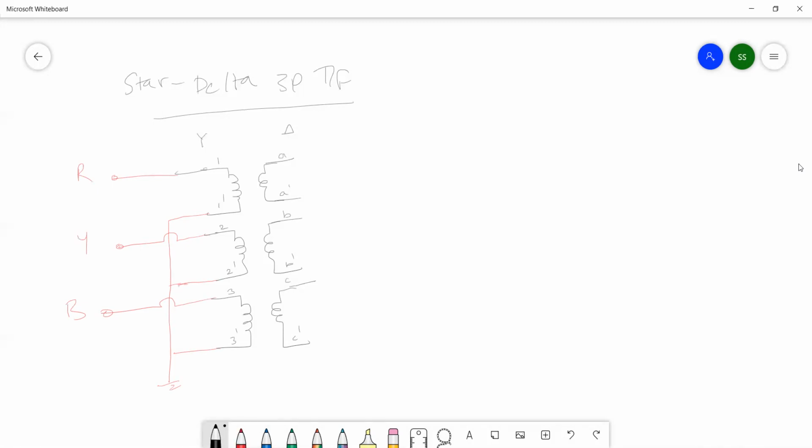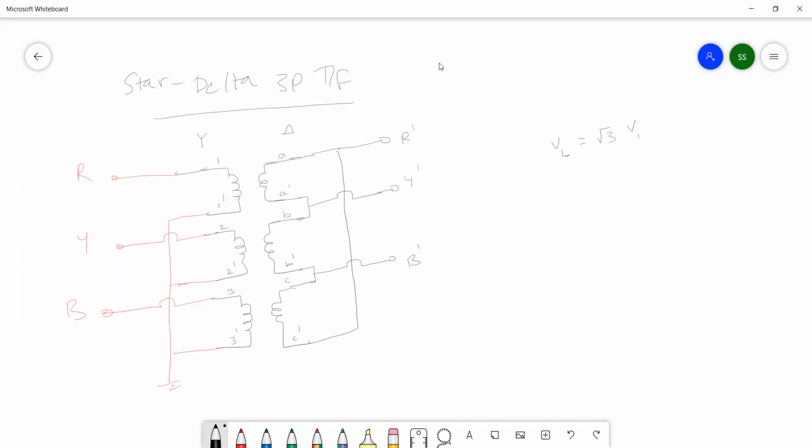Now tell me on secondary side delta. What are the points? A dash to B, A dash to B, good. B dash to C, B dash to C, right? Next, C dash to A. Very good, very good. Done. Finish. R dash, Y dash, and B dash. Finish.